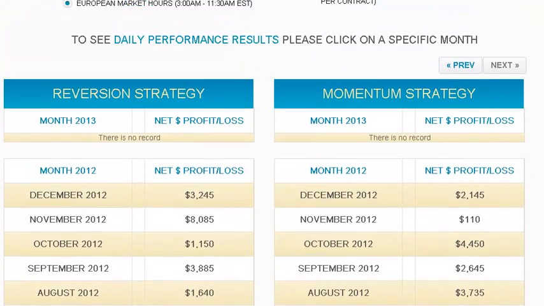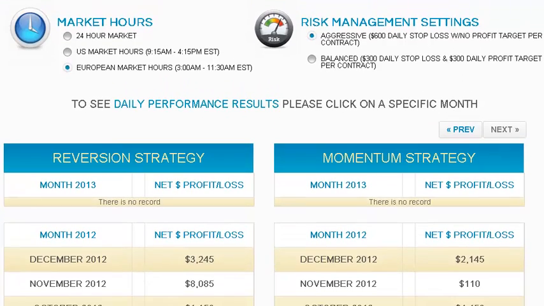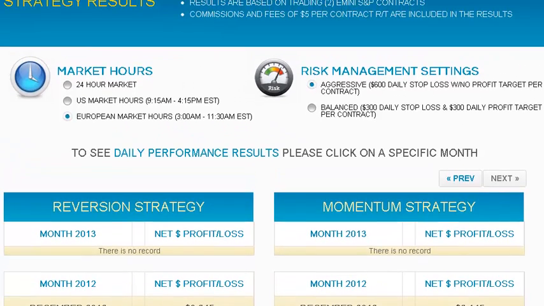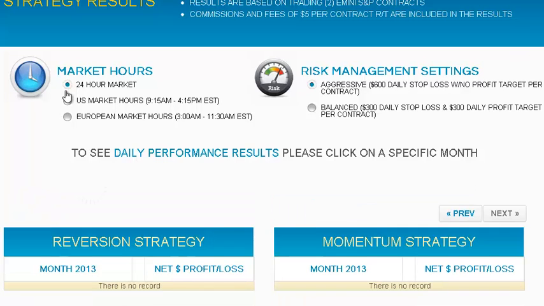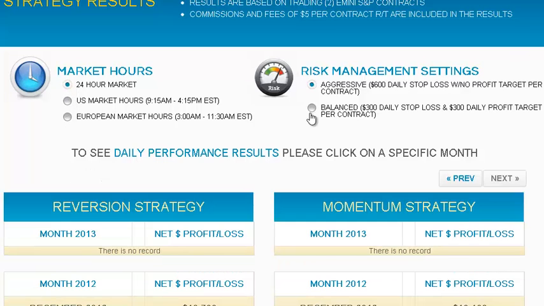Overnight market basically for the U.S. session. Now, any of the strategies you can see 24 hours a day, U.S. market hours or European market hours, with 2 different risk settings. So we're looking at 6 different combinations.